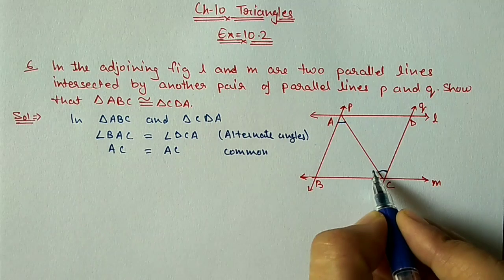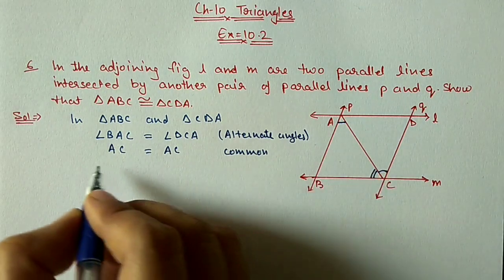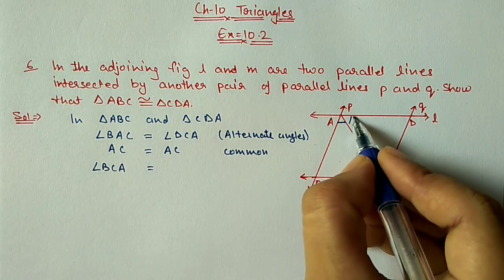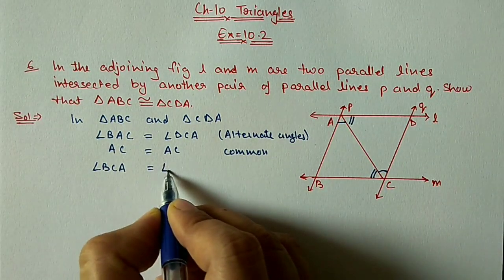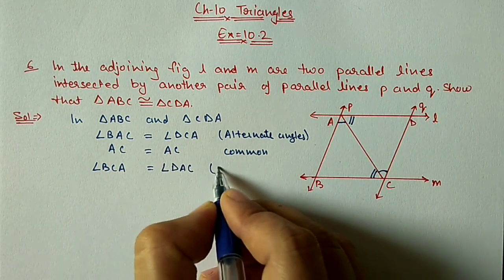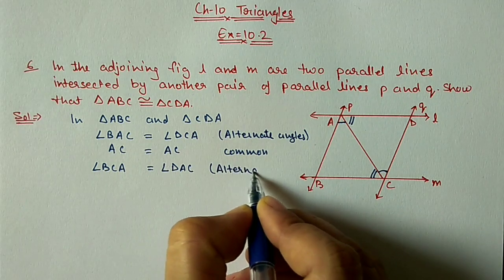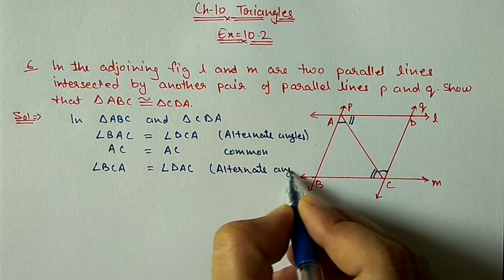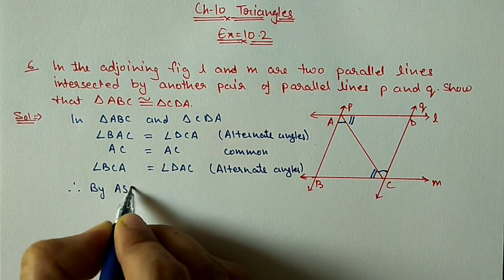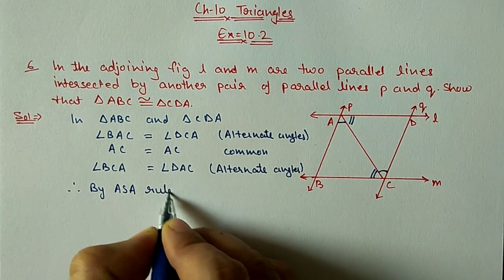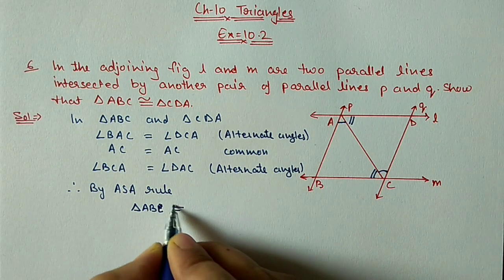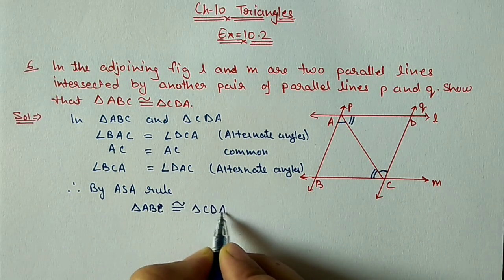Next we can take angle BCA is equal to angle DAC. These two are also alternate angles. So by angle side angle property, triangle ABC is congruent to triangle CDA.